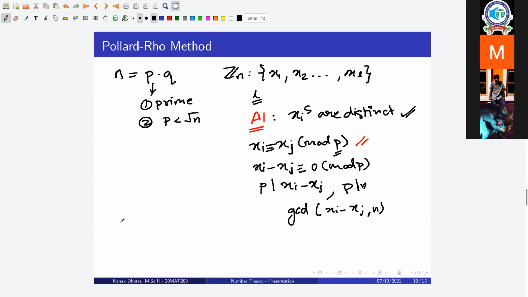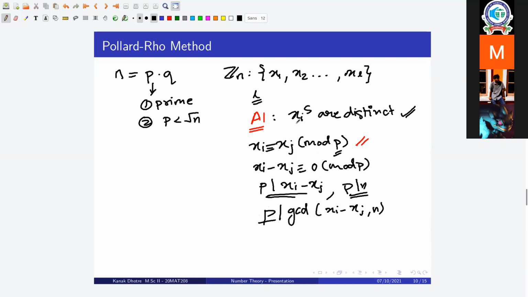So we have this, and we have this as well. So what can I say is going to divide the GCD of xi minus xj and n? Yeah, p divides it, so the GCD is greater than or equal to p. Yes, yeah, so p divides it. Yeah. So does anyone see how this helps us?